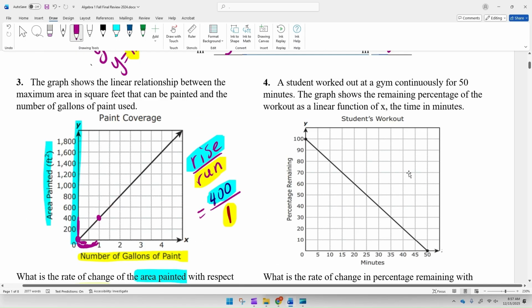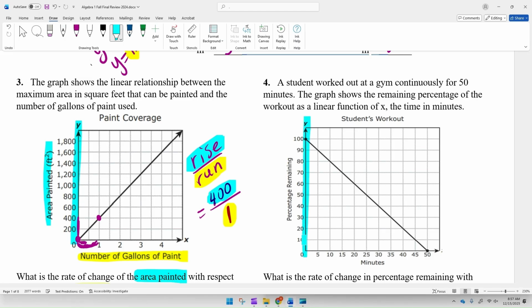A student at the gym is continuously working out for 15 minutes. So to let ourselves know, the y is 50 minutes. Or not 50 minutes. That is our time, percentage remaining.